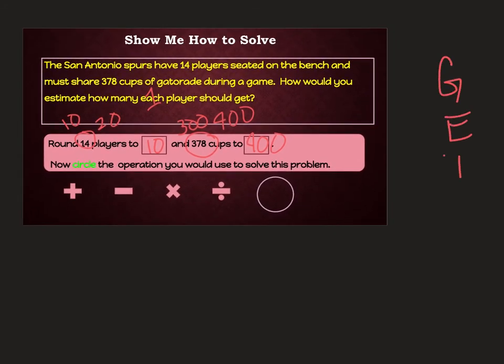Get, right? So remember what I said, look for the total. Do I have the total? Yeah, I have the total of 378 cups of Gatorade. So that's the total number of Gatorade cups that I have. And I'm looking for how many each player would get, because it's asking me how much each player would get. So if I have the total, that means I'm dividing. So I would be dividing.